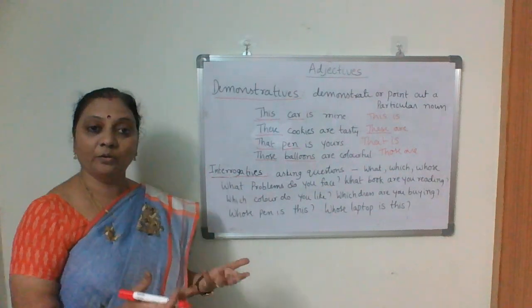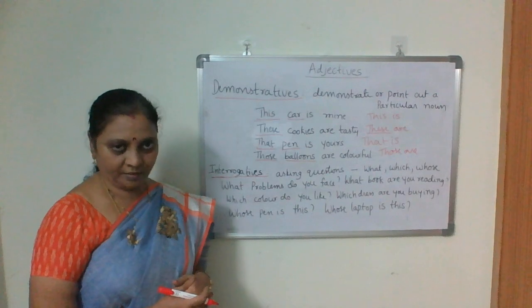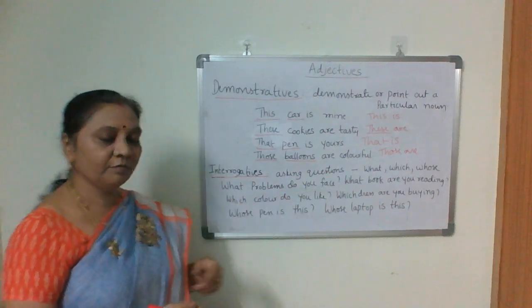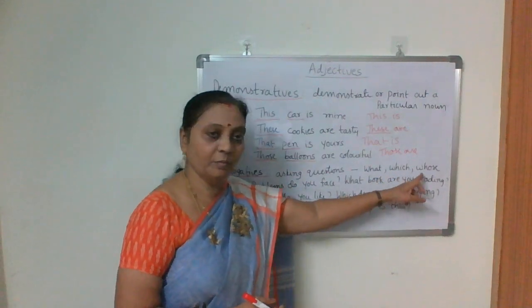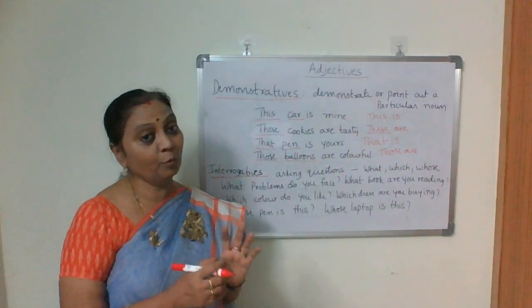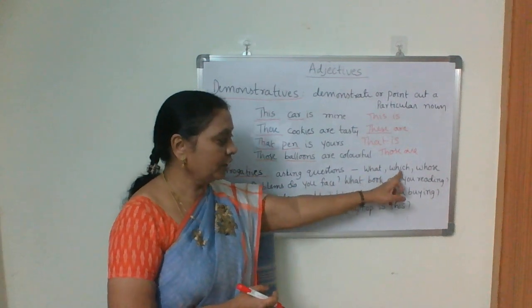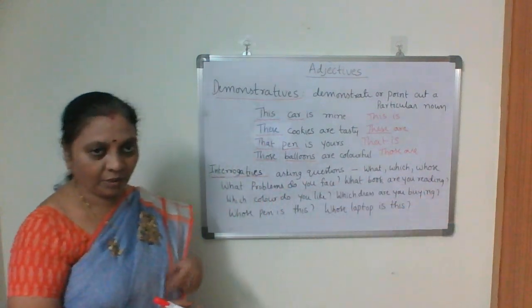Next one is interrogatives. Means we use this for asking questions, isn't it? But only three words: what, which, whose. Whereas in interrogative pronouns, five words, isn't it? Who and whom are also added, but here not required. What, which, and whose. Okay.